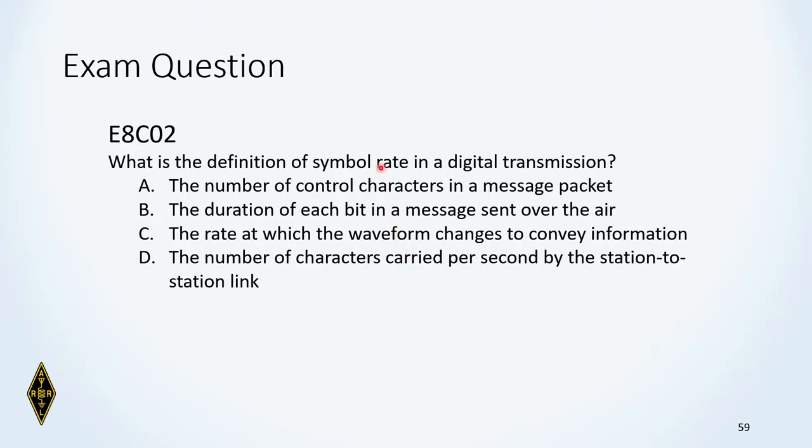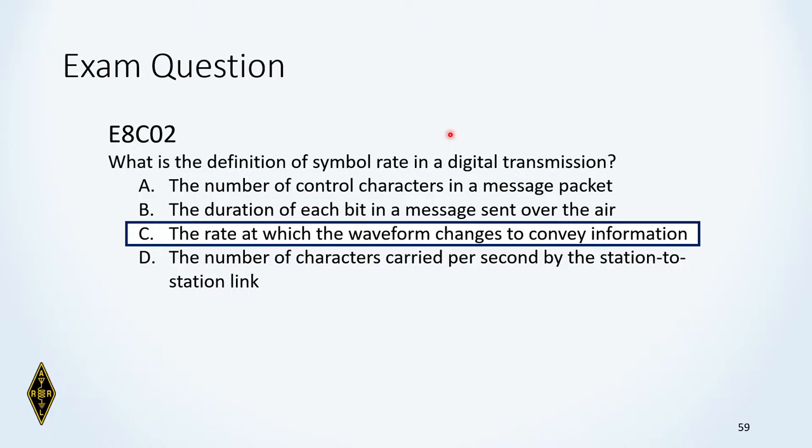What is the definition of symbol rate in a digital transmission? Now the symbol is the number of times we're changing something in the transmitted waveform. Delta. Which is Charlie, the rate at which the waveform changes to convey information. That's like holding up my hand in a certain number of fingers. Those fingers can signify different messages, the cheeseburger and the Coke, but it's the hand raising or the phase shift or the tone change is the symbol that is sent.